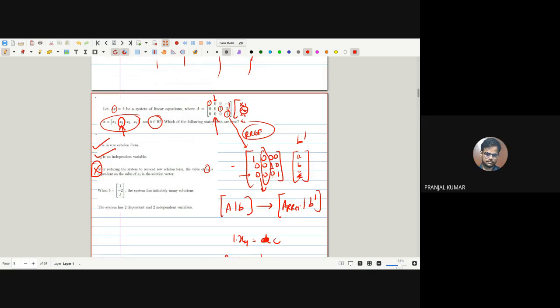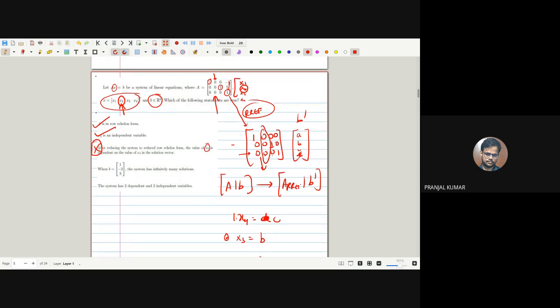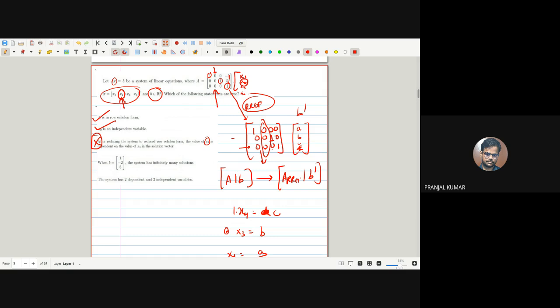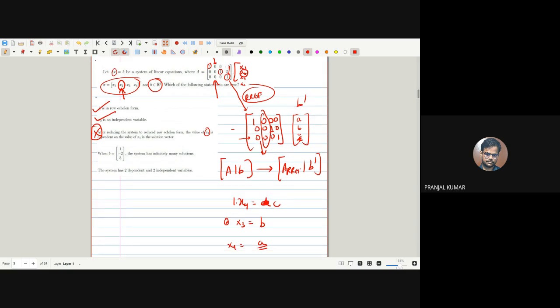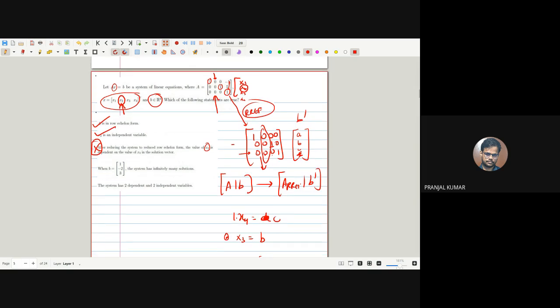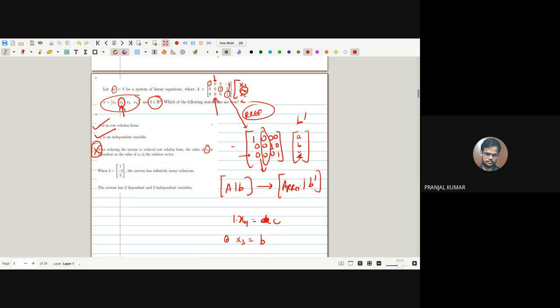So when b is equal to 1, -2, 3, the system has infinitely many solutions. Now for this you would have to check. Can we get this vector? Okay, yeah, you can get this vector. See, why can you get this vector?